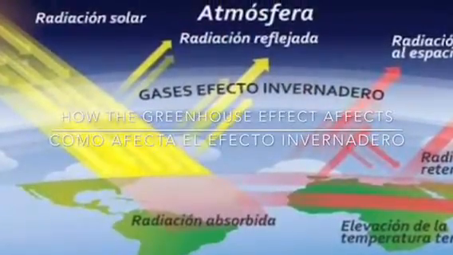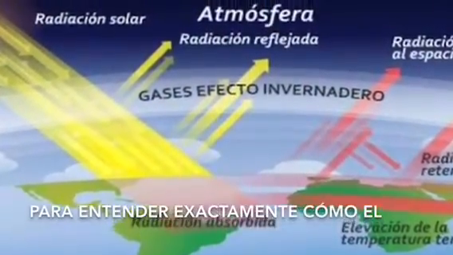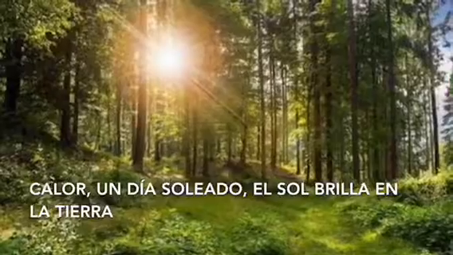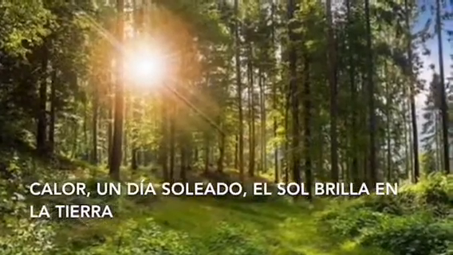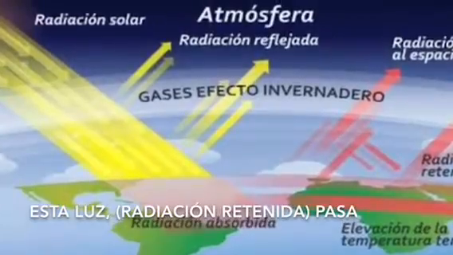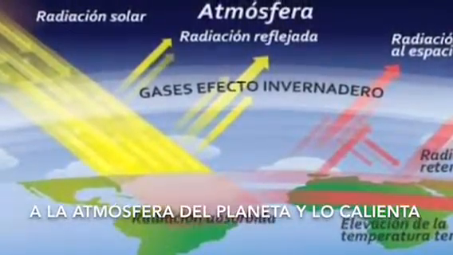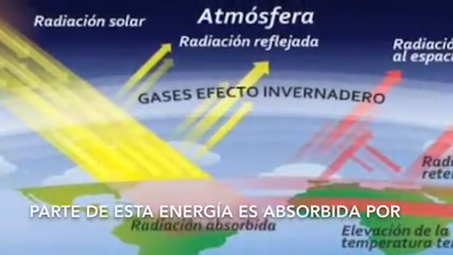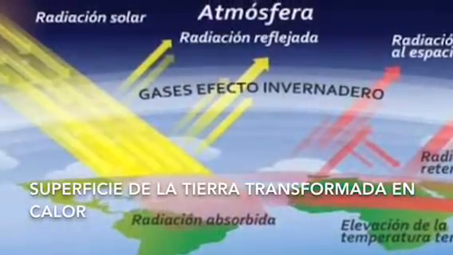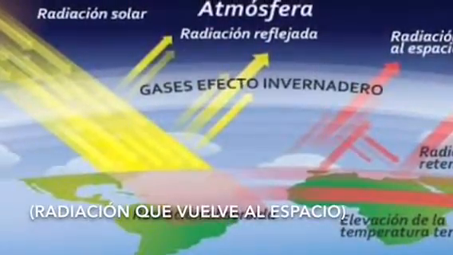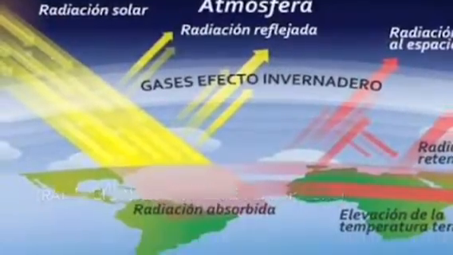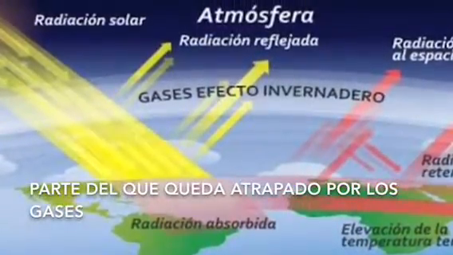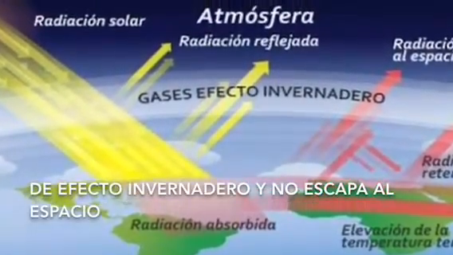How does the greenhouse effect work? To understand exactly how it works, imagine the following. A warm, sunny day where the sun shines bright on the Earth. This sunlight, shortwave radiation, passes through the planet's atmosphere and warms the Earth. Part of this energy is absorbed by the Earth's surface, transformed into heat, long-wave radiation, and radiated back towards space. But as this heat goes off through the atmosphere, some of it is trapped by the different greenhouse gases and doesn't escape into space.